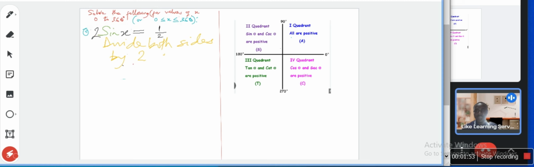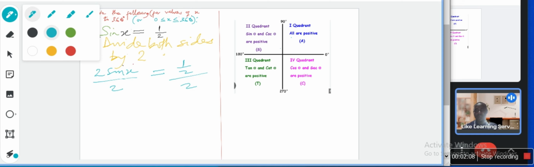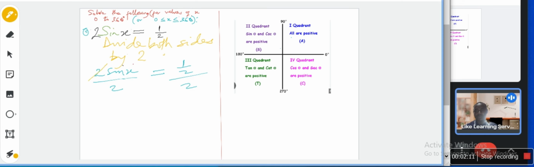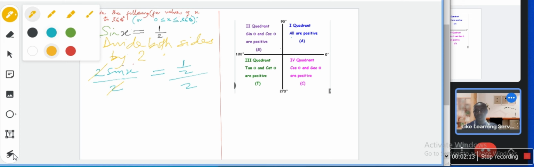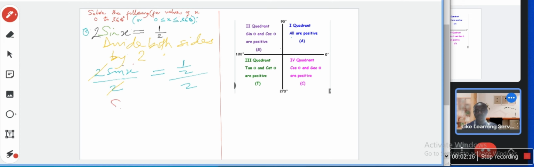You have 2 sine x equal to 1 over 2. So divide both sides by 2 so that the 2 will cancel out 2. So you're going to have 2 sine x over 2 equals half over 2, or half divided by 2, which is the same thing. So 2 will cancel out 2, and you're going to have sine x equals half divided by 2.